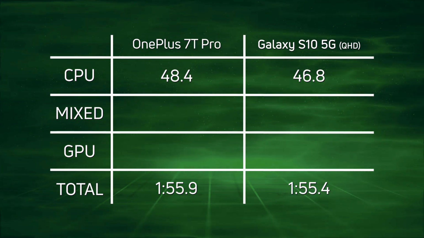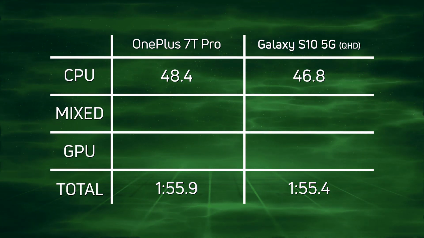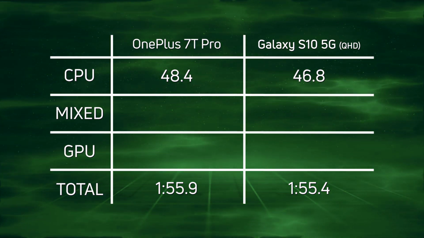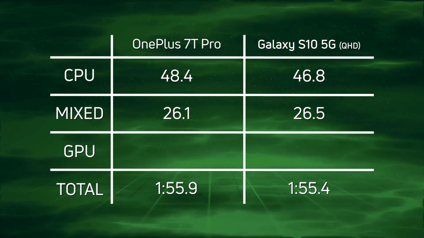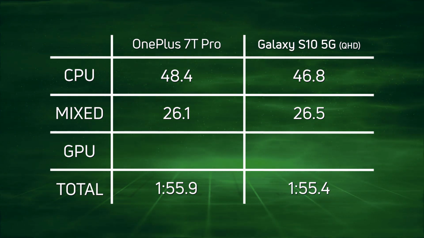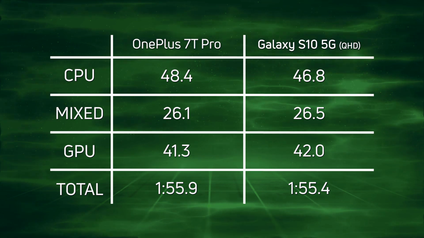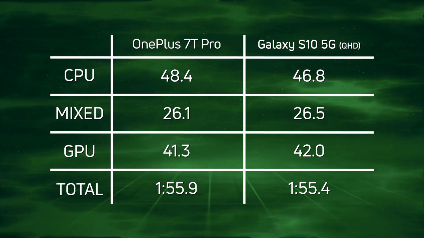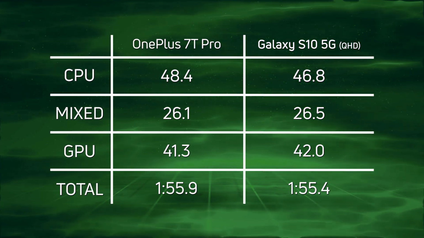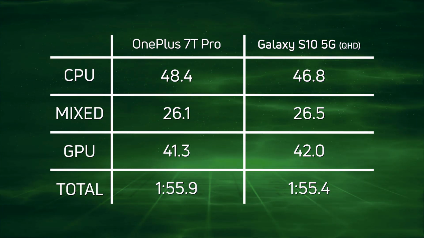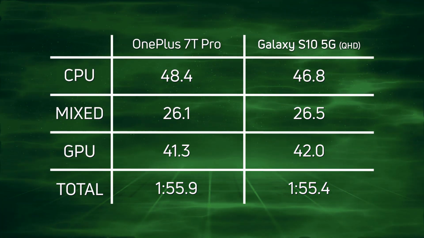Well, we look at the CPU times, 48.4 versus 46.8. So a slight win there by the Galaxy S10 5G in the CPU section. But then when we get to the mixed GPU, CPU 26.1 versus 26.5. So a loss there by the Galaxy S10 5G in that section. And then when we get to the GPU times, 41.3 versus 42.0. So again, a loss by the Galaxy S10 5G. So the Snapdragon 855 Plus performed better in the mixed CPU, GPU, in the GPU test, but it just didn't quite manage it there in the CPU part.